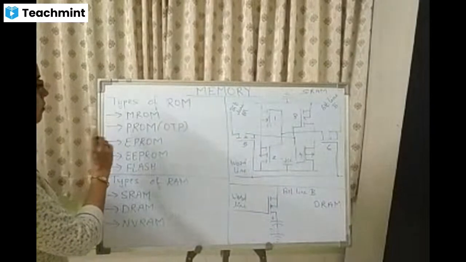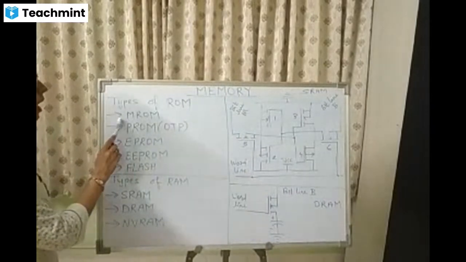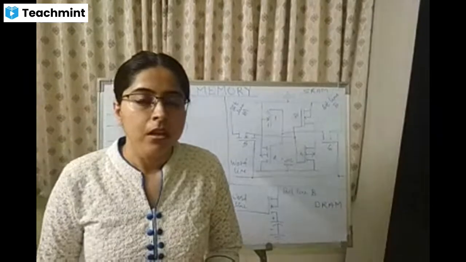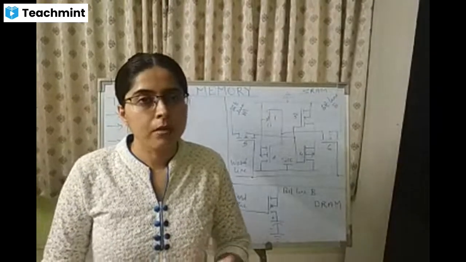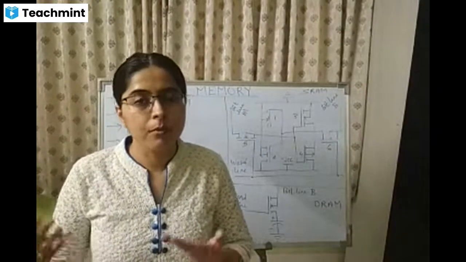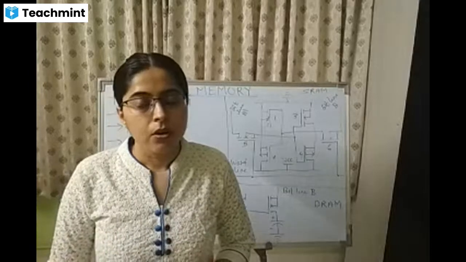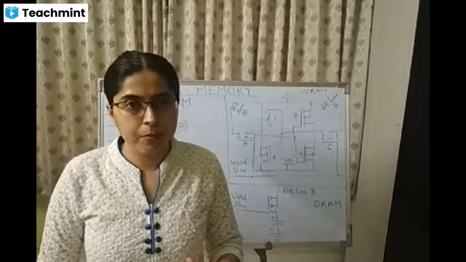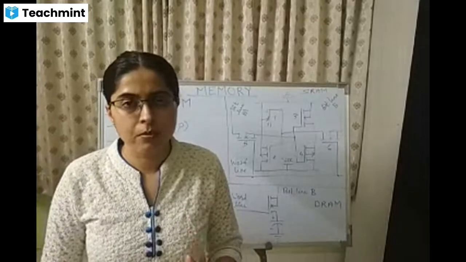Types of ROM. First is the masked ROM, MROM. Now what do you mean by masked ROM? Masked ROMs are one-time programmable devices. They are programmed by manufacturers, and generally they are programmed by a metallization or masking process.